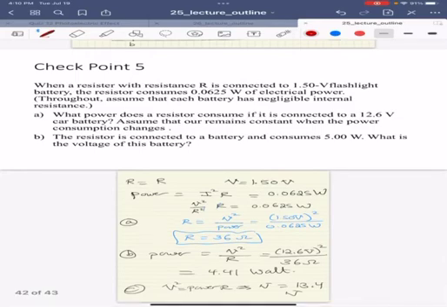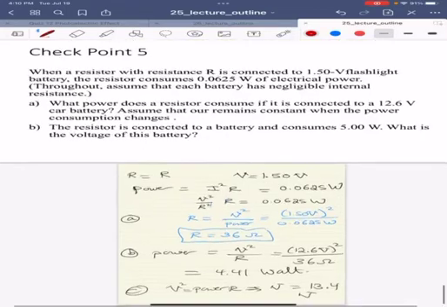When a resistor with resistance R is connected to a 1.50 volt flashlight battery, the resistor consumes 0.0625 watts of electrical power. Assume that each battery has negligible internal resistance. What power does the resistor consume if it is connected to a 12.6 volt car battery? Assume that the resistance remains constant when the power consumption changes.